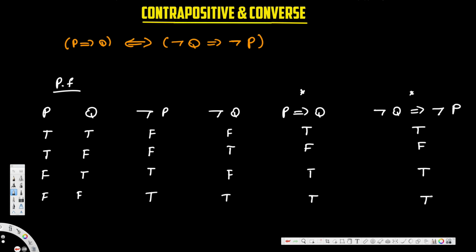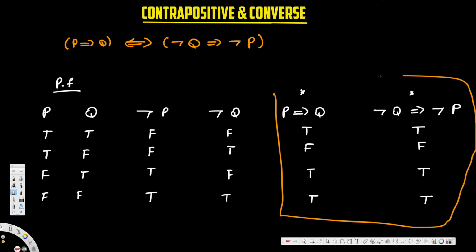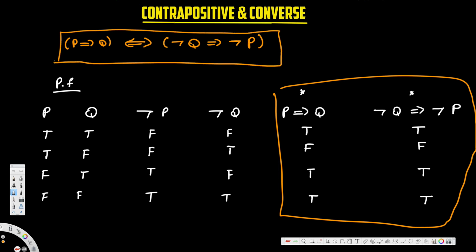This is true. Okay, now let's go ahead and compare this one. If you compare, both of them are equal, right? True, true, false, false, true, true, true, true. That's what we are trying to prove. P implies Q is equivalent to not Q implies not P. And this is the contrapositive.